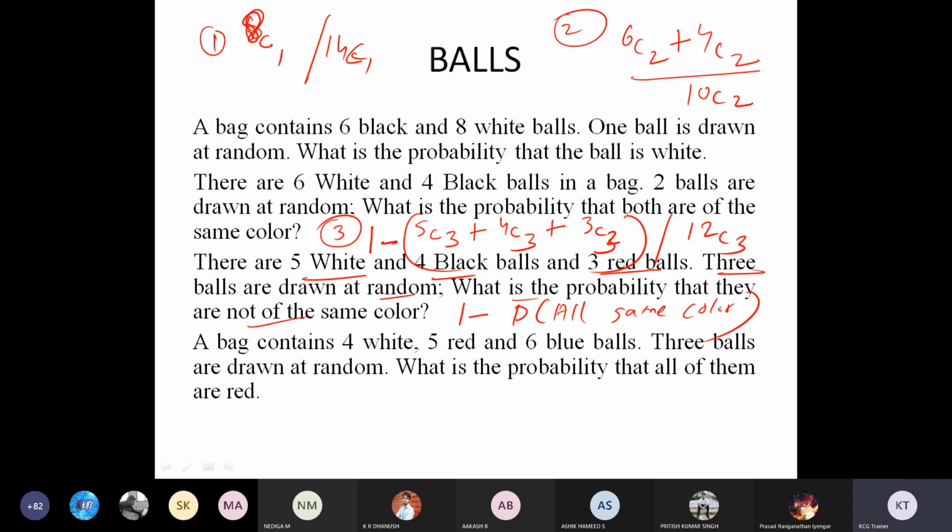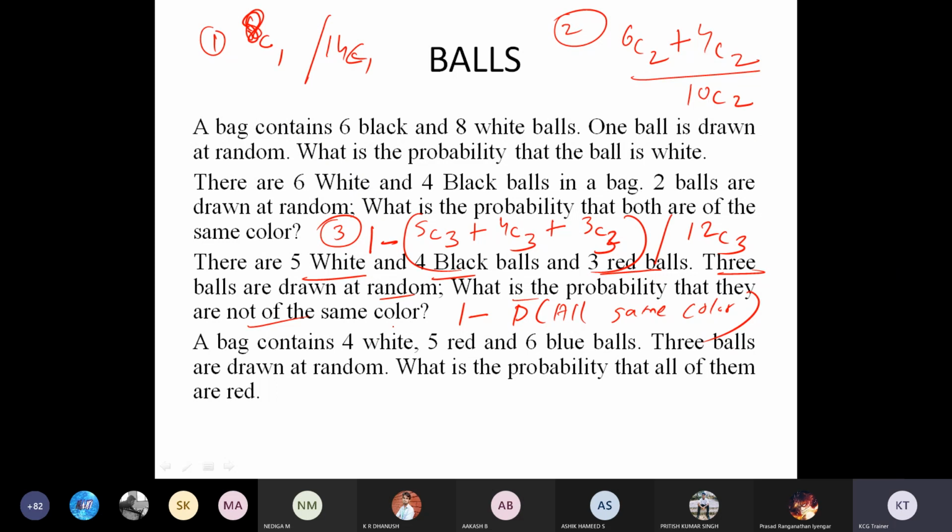I repeat, to calculate all not of same color, we cannot do it in the normal way. There will be a lot of multiple cases. So prefer the shortcut. The shortcut will be 1 minus probability of all same color. All same color means 3 white or 3 black or 3 red. So 1 minus (5C3 plus 4C3 plus 3C3) upon 12C3.